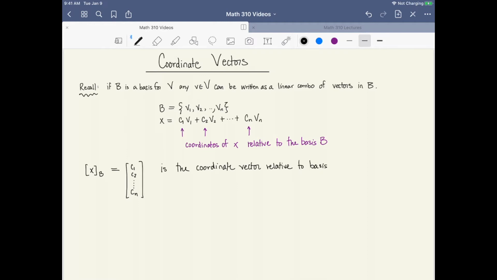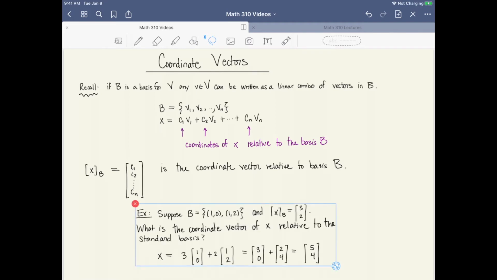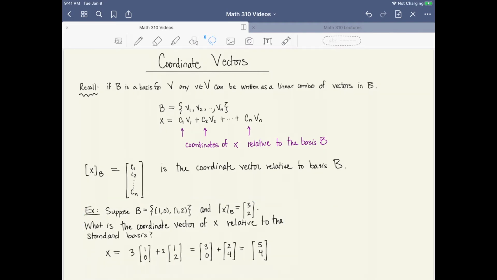Let us now look at two different examples. We're going to write down the coordinate vector relative to the standard basis and then relative to some other basis. Writing the coordinate vector relative to the standard basis is the easiest kind of example. So let's suppose we have some other basis. Let's take (1, 0) and (1, 2). That'll be our basis for R2. It's a non-standard basis.